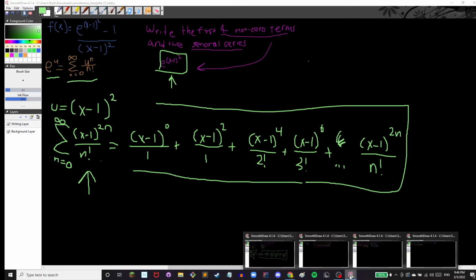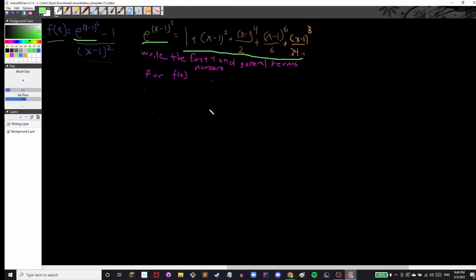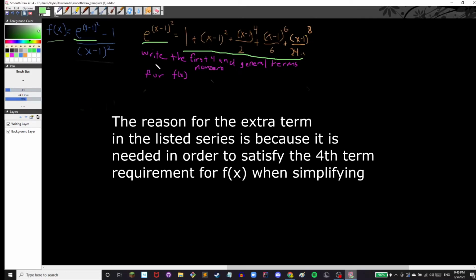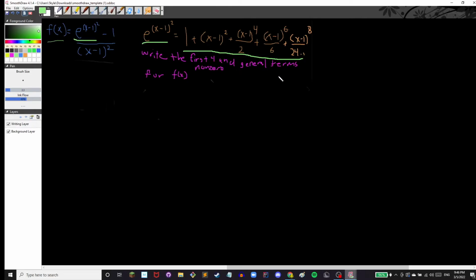My apologies for the slow pen. Alright, now we have to write the first four non-zero terms and the general term for f of x. Similar to the last problem, but with this function, (e to the (x minus 1) squared minus 1) over (x minus 1) squared. Well, we can recognize that we already just solved the Taylor series for e to the (x minus 1) squared. This is a simplified version of it I just wrote out beforehand.